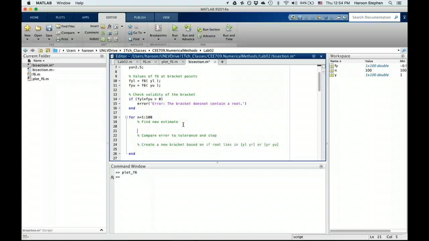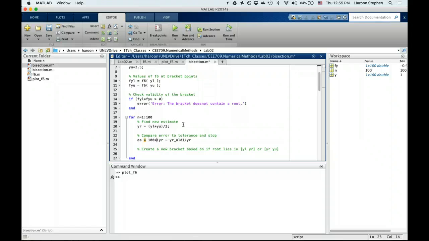So let's first put in the equation for the new estimate, which is given in your lab manual for the bisection method. Okay, so that's my new estimate, and now I want to compare it. First I want to find the error, which is the approximate error, and I know the approximate error is this new value minus some old value, divided by the new value, times 100. But what is the old value?